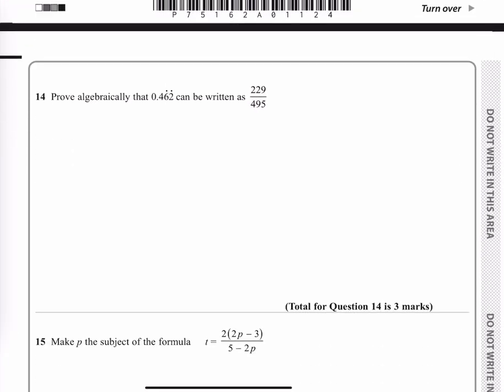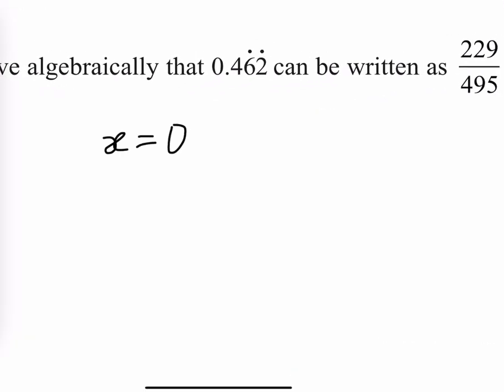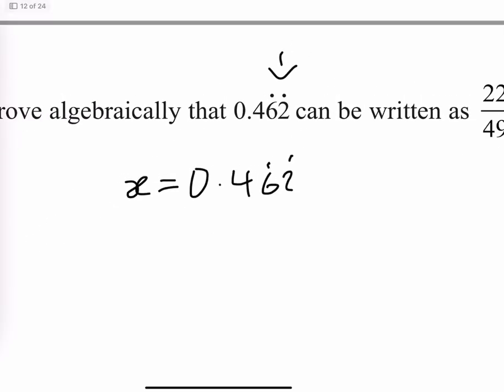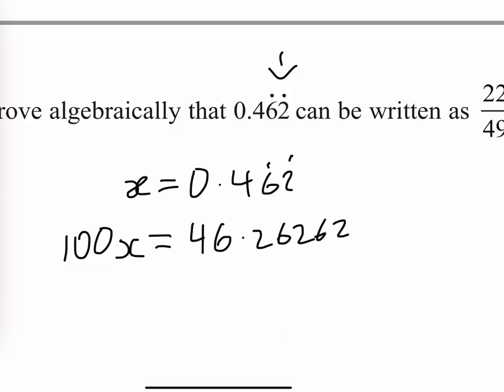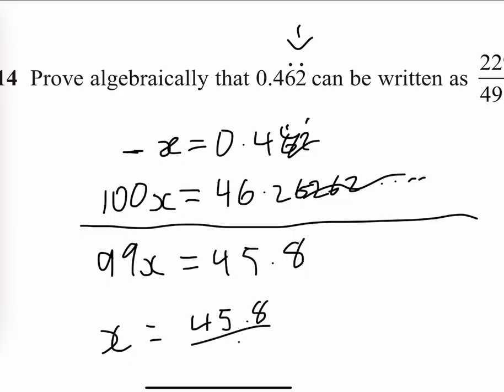Okay, 2 digits. Right, so remember we set this to an x equals thing. So we have x equals 0.462 recurring. How many digits repeat? 2. So we times x by 100. 100x equals 46.26262, yada, yada, yada. Take this x off that. Sorry, I've written this horribly. And we get 99x equals, okay, well, this all cancels, which is very good, 45.8. So x equals 45.8 over 99.